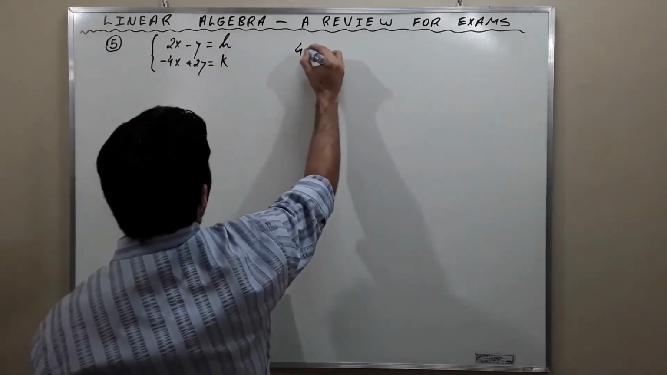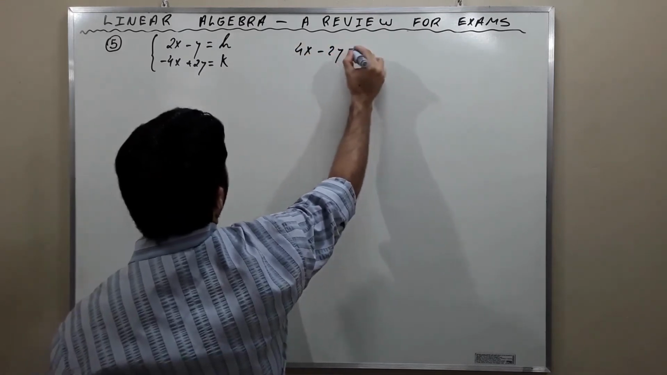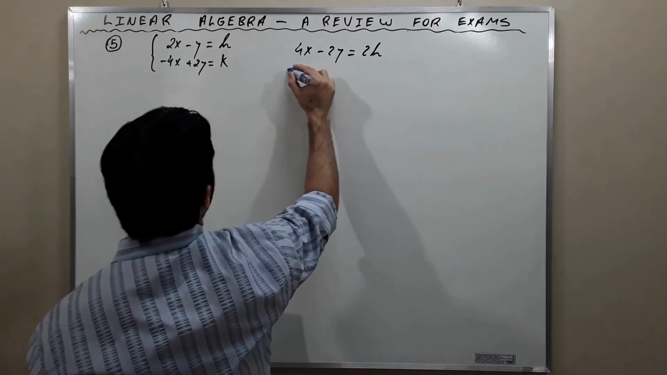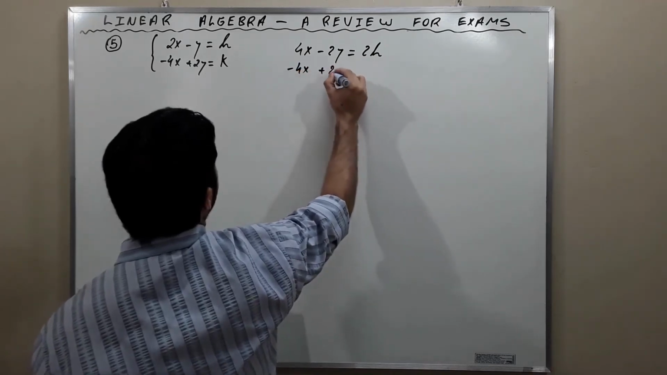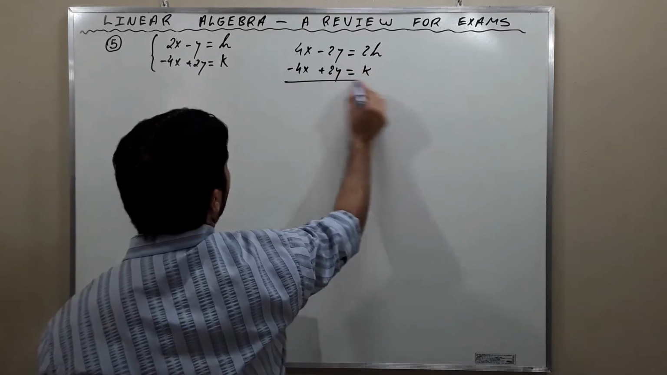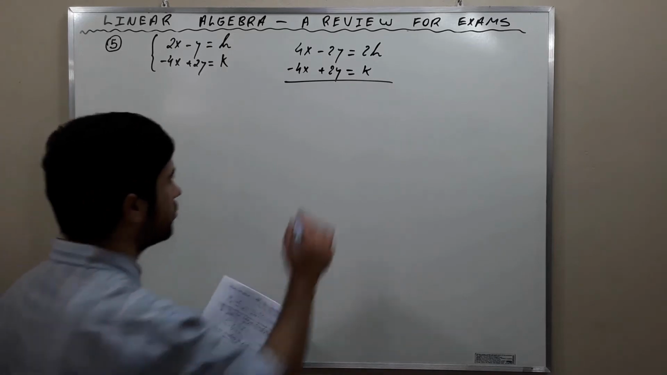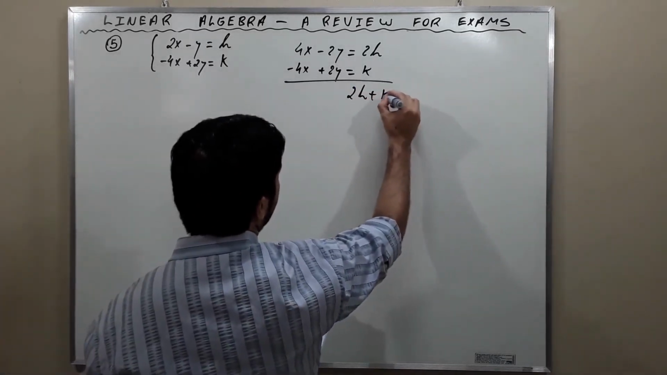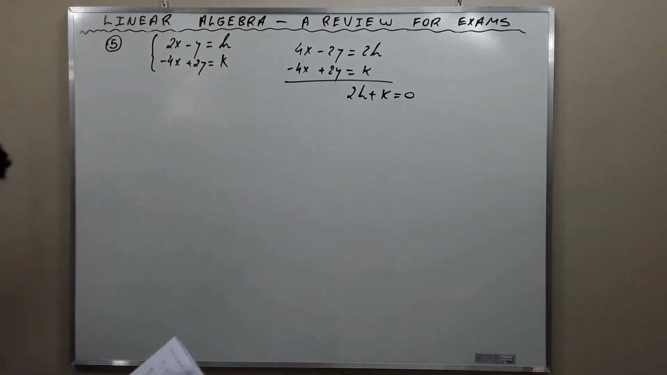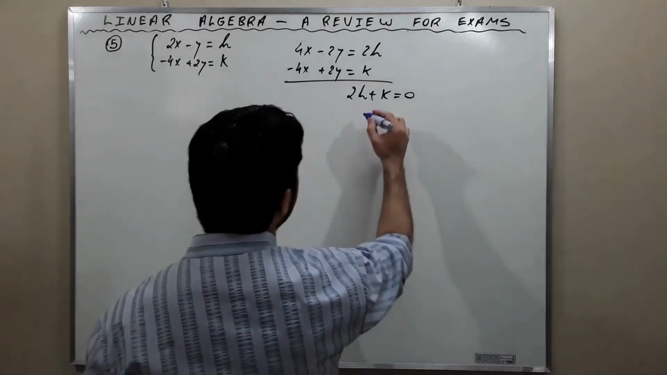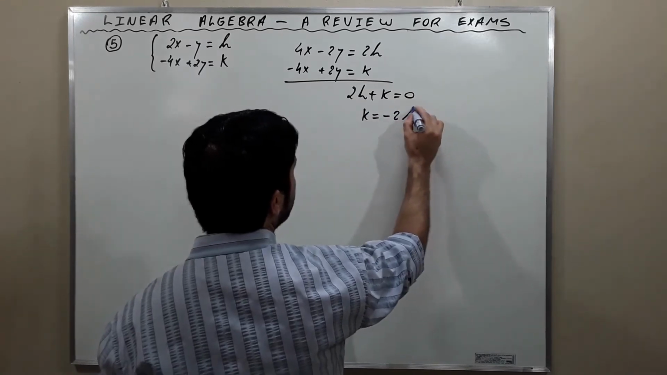Okay, 4x minus 2y equal to 2h, and negative 4x plus 2y equal to k. Alright, and if we sum these two equations, we get that 2h plus k is equal to 0. And what does it mean? It means that the system is consistent for values of h and k such that 2h is equal to negative k. In other words, k is equal to negative 2h.